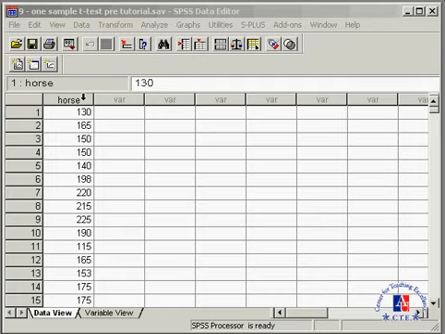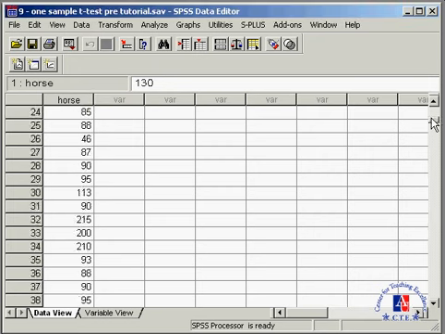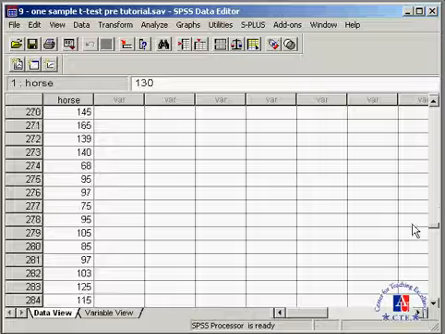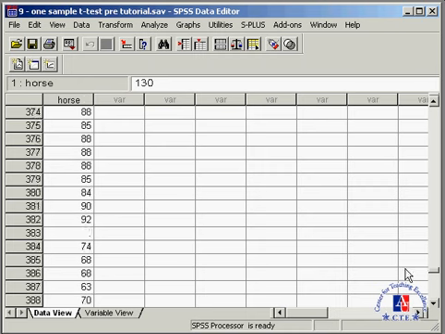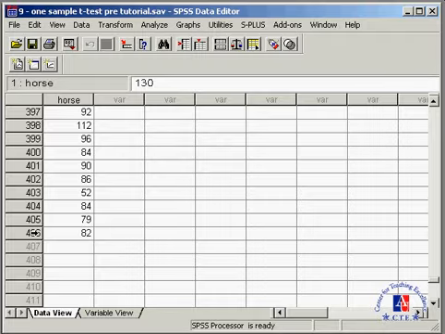Let's do an example. Assume that AAA claims that cars driven in the US have an average horsepower of 100. You, however, believe that horsepower of cars differs from this value, being either less or more than 100. Your research hypothesis is therefore that horsepower is unequal to 100. You then collect a random sample of American cars. Our sample here contains 406 observations.